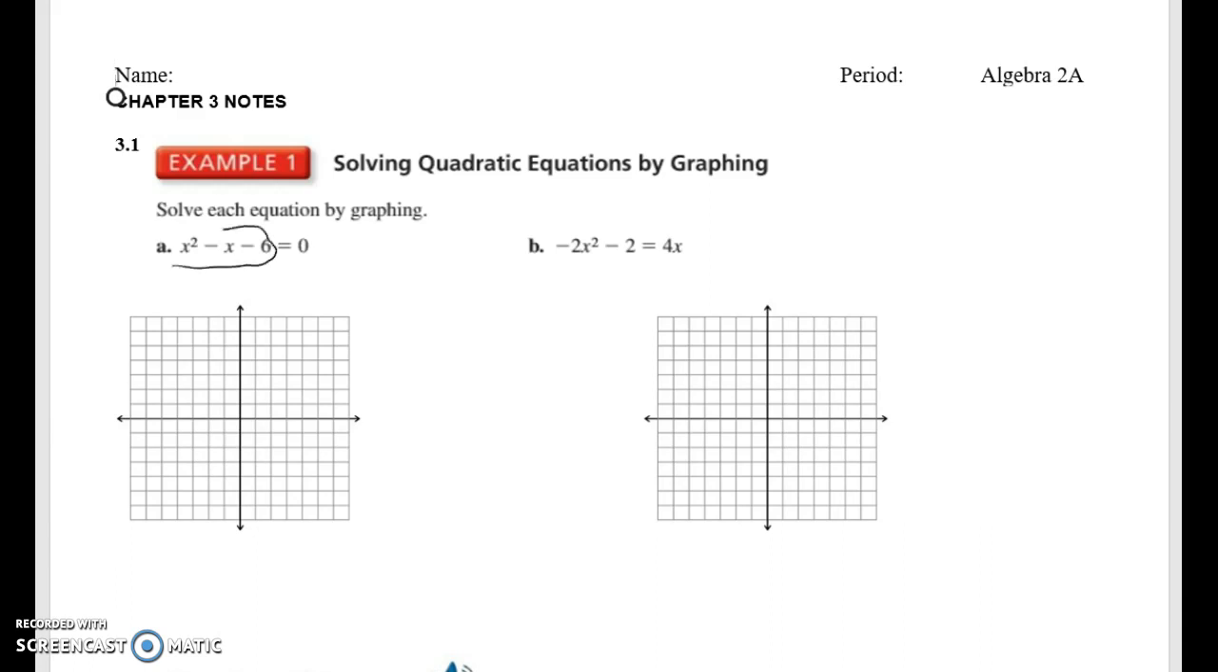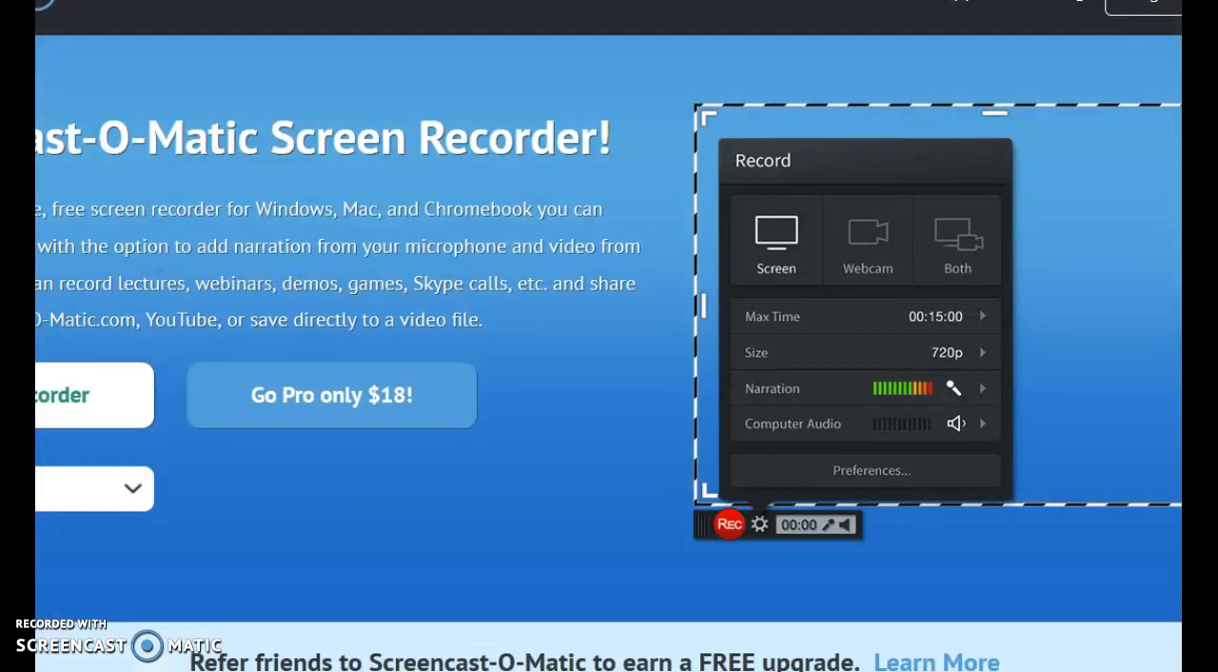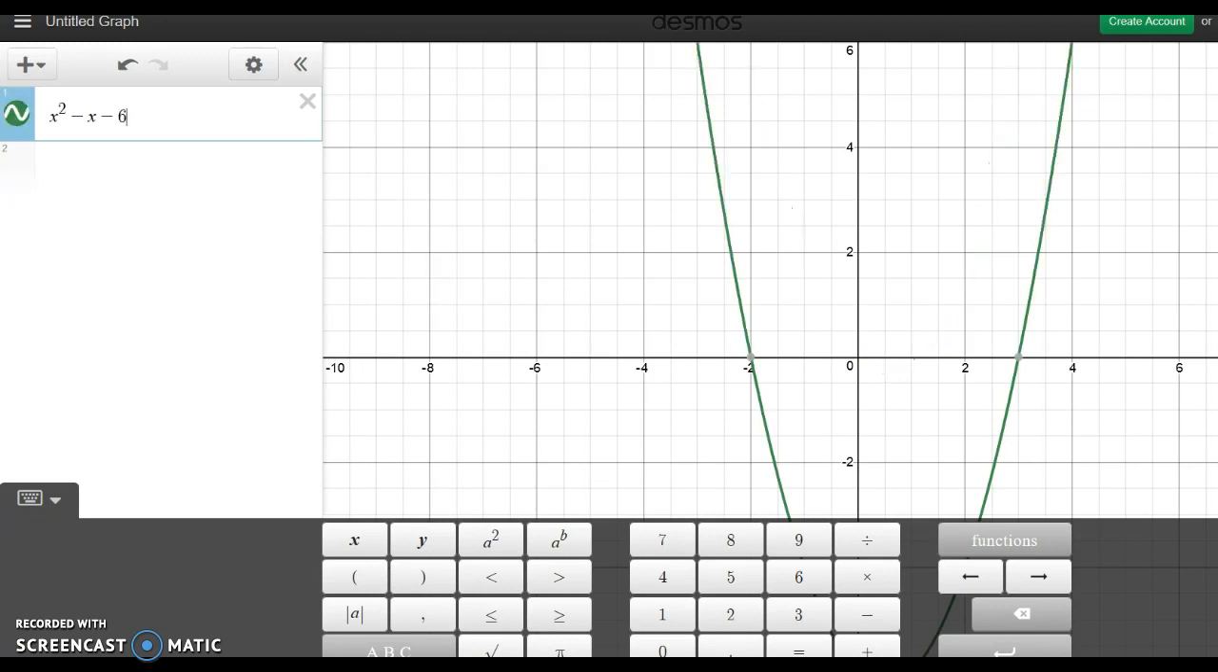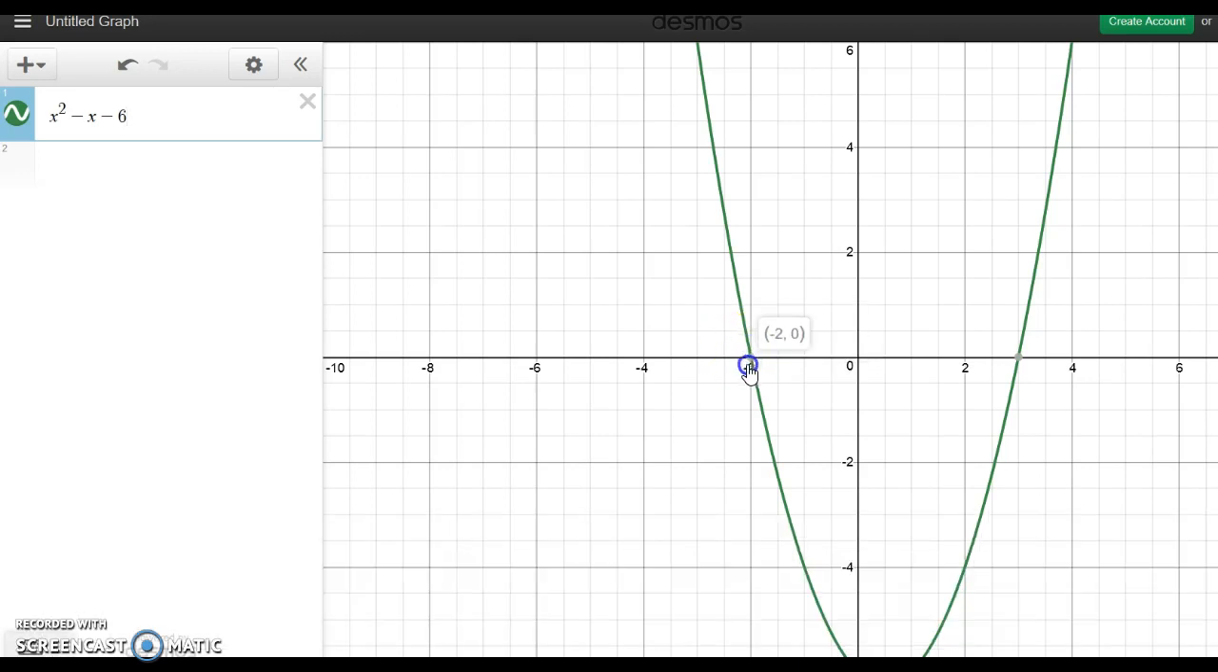Next, we're going to type the equation into a graphing calculator or into Desmos. Here in Desmos, you can type the equation. The equation is x squared minus x minus 6. You do not write equals 0. You can sketch the graph on your paper. But what we are looking for are the x-intercepts. And you can see the x-intercept right here at -2, 0, and another one here at 3, 0. And that would be your solutions.